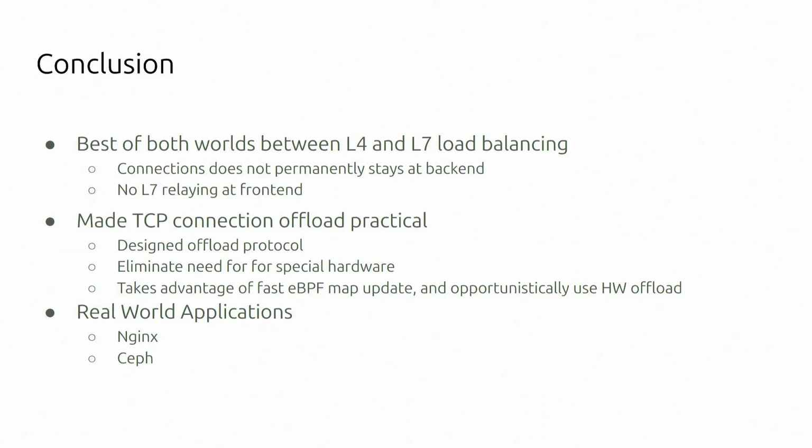To conclude, we are able to use XO to achieve the best of both worlds between layer 7 and layer 4 load balancing, where the connection does not permanently reside at any place, and there is also no layer 7 relaying at the front end. We believe that we made TCP connection offload practical by designing this offload protocol and also eliminating the need for any specialized hardware like a programmable switch. Furthermore, we are able to take advantage of both fast eBPF map update and opportunistically use hardware offloading if provided by the NIC. And we are able to improve two real-world applications, Nginx and Ceph.